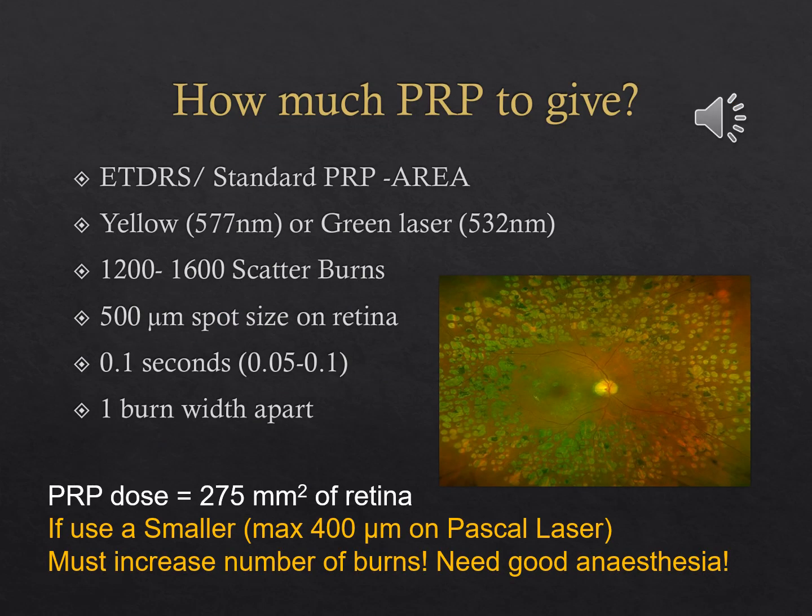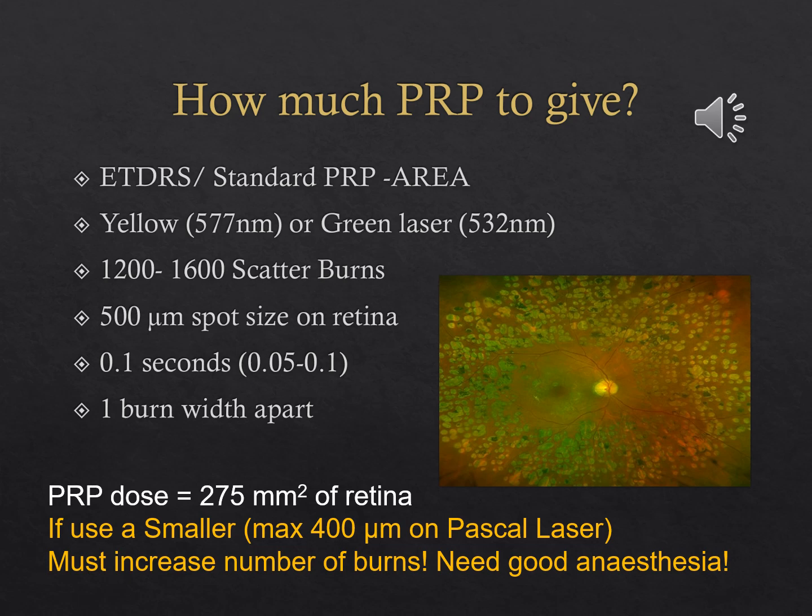When treating with PRP laser, it's important to know how much treatment to give. We use the ETDRS standard PRP area to give the correct dose. Various lasers are available. In our department, we tend to use the yellow 577 nanometers. But some departments use the green laser, which is 532 nanometers, or the Pascal laser. These are multi-spot lasers and make the application of the PRP treatment slightly easier.